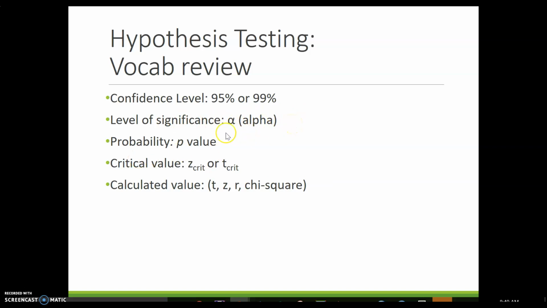So if my p-value is lower than 0.05, it is considered significant. At 99% confidence, I'm only allowing 1% error. So my level of significance, my alpha, is 0.01 for 1%. And if my p-value is lower than 0.01, it is considered significant.